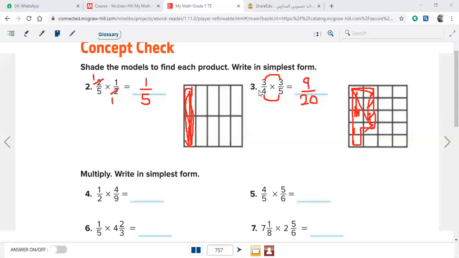Number 3, I have 3 out of 4 times by 3 out of 5. Is there any common factor between numerator and denominators? There is no. Be careful. 3 and 3, both of them in the same place, in denominators. Okay, be careful. I cannot simplify 3 with 3. There's no other common factor between numerator and denominators. So I have to multiply direct. 3 times by 3 equals 9 numerator, and then denominators 4 times by 5 equals 20. So the answer 9 out of 20. Okay? Okay.